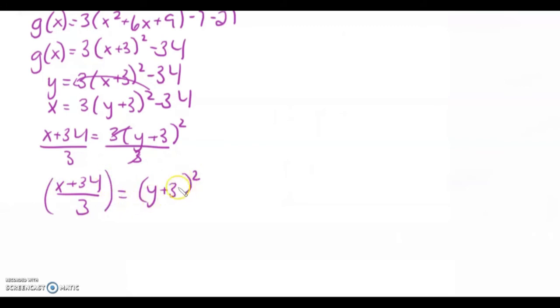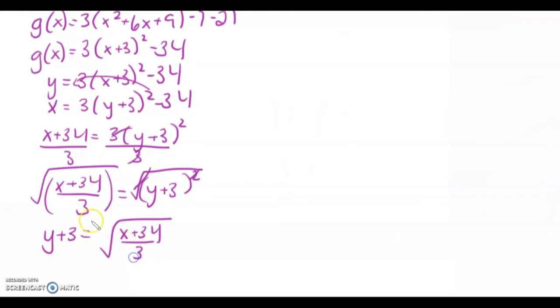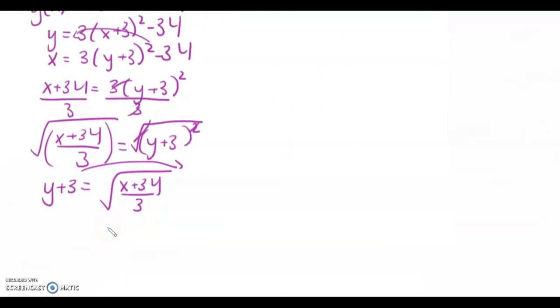Okay, so what we do to the right-hand side, we do to the left-hand side. So we're going to root the right-hand side, and we're going to root the left-hand side. So I'm going to switch these. So I get y plus 3 equals the root of x plus 34 divided by 3. Bring that 3 over, and it becomes a negative 3. So I get y, the inverse, equals the root of x plus 34 over 3 minus 3.